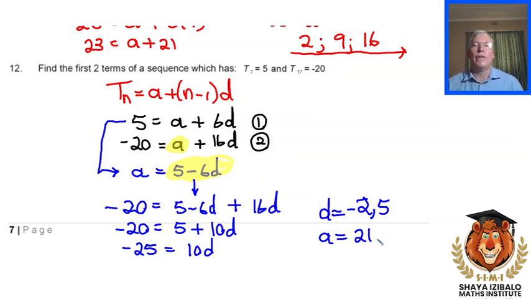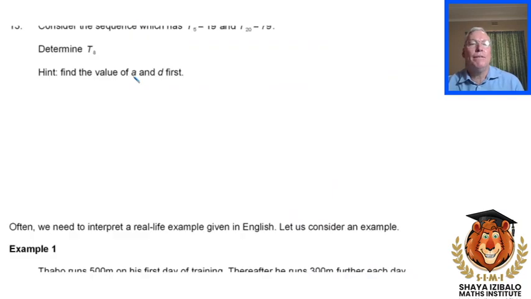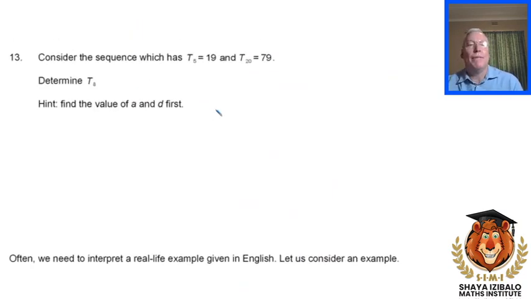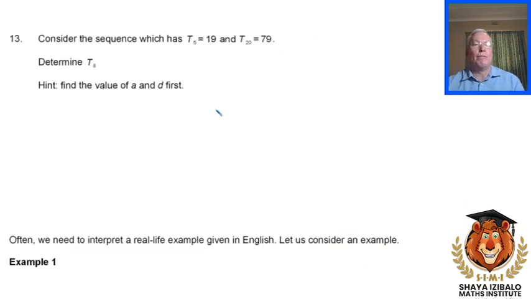So this particular one starts off at 21, and the first term will be 21, and the next term we're going to subtract 2.5. That will take us to 18.5. Okay, and so that's that question. Let's turn over. The next one is just another example of the same.